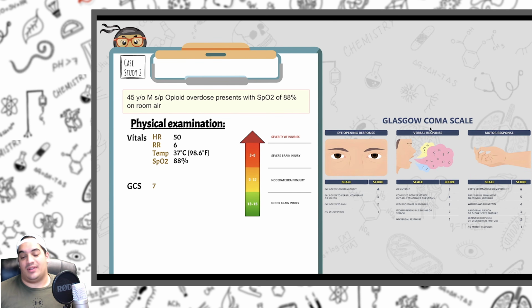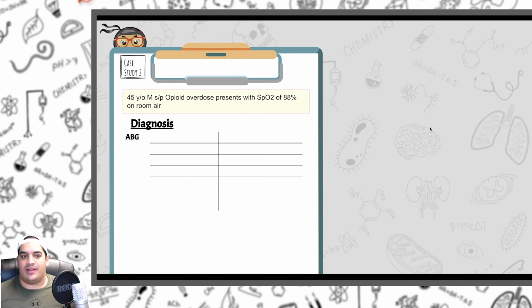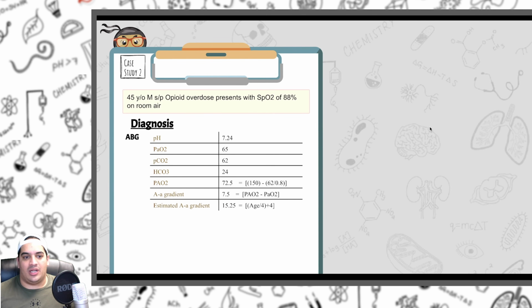GCS is 7, so they definitely have a decreased level of consciousness, likely because they took way too much opioids and they're having a degree of CNS depression and sedation. With that being said, let's obtain the ABG, and utilize that to help us determine the AA gradient, and then what other problems they have. So we look at the pH, 7.24, so slightly acidotic. Why are they acidotic? Is the CO2 high, or is the bicarb low? Bicarb is appropriate, but the CO2 is 62. That's elevated. So they're not breathing very much, so their minute ventilation is low.